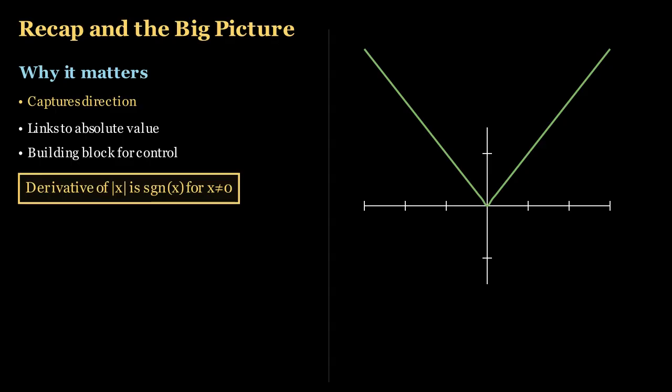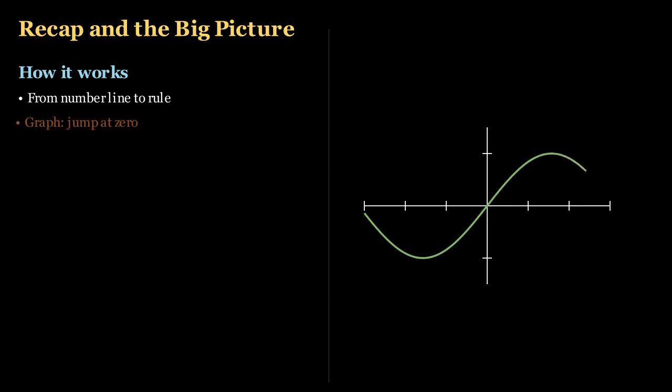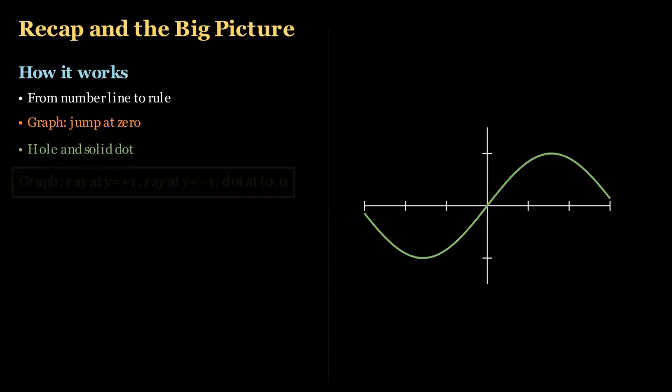Let's see how this all fits together. We started with the number line, where every number has a home. The Signum function simply asks, which side of 0 are you on? This gives us the piecewise rule. When we graph it, we get 2 flat rays and a lonely point at the origin. The ray for positive input sits at a height of +1, and the ray for negative input sits at -1. At exactly 0, the output is 0, shown by a single solid dot.